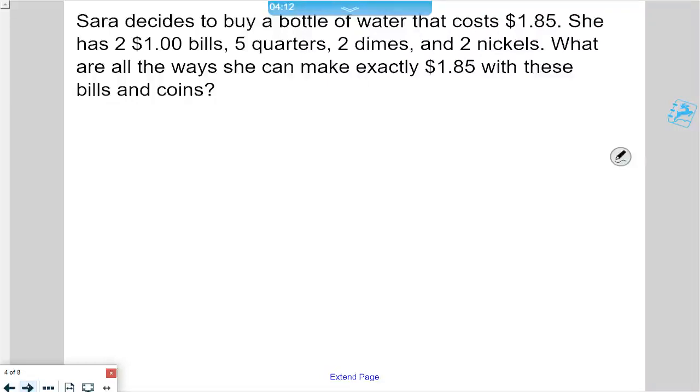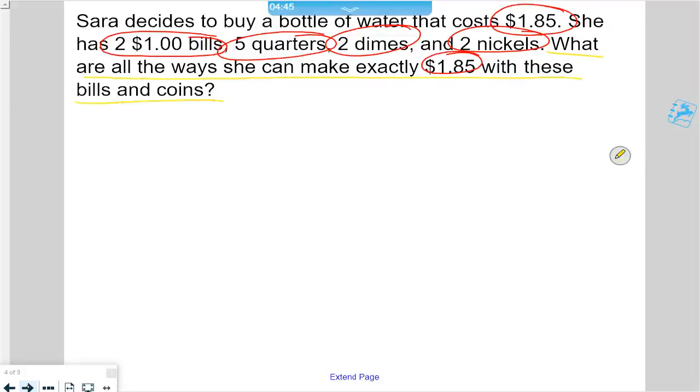All right, Sarah decides to buy a bottle of water, which costs $1.85. She has 2 $1 bills, 5 quarters, 2 dimes, and 2 nickels. What are all the ways she can make exactly $1.85 with the bills and coins? So we know her bottle of water costs $1.85.